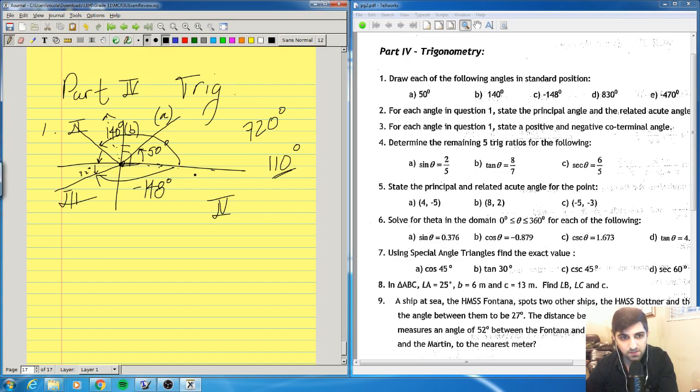Negative 470 means going negative a full 360 plus a little bit more, plus 110. So that's going to be the opposite to that arm. It's going to go this way. So you're going to do a full negative 360 and then negative 110, but negative 110 is essentially the same as negative 470 degrees.